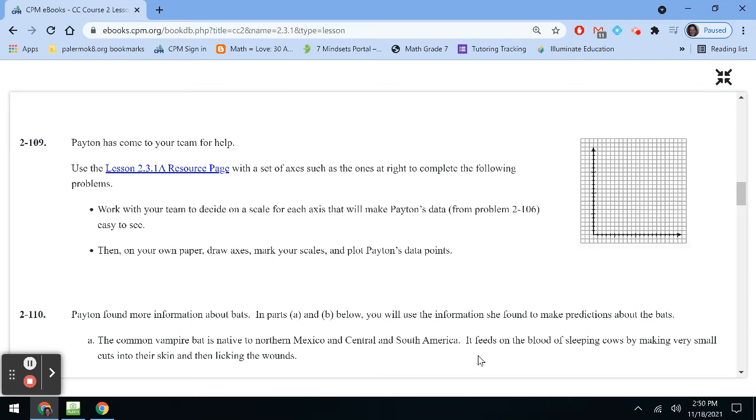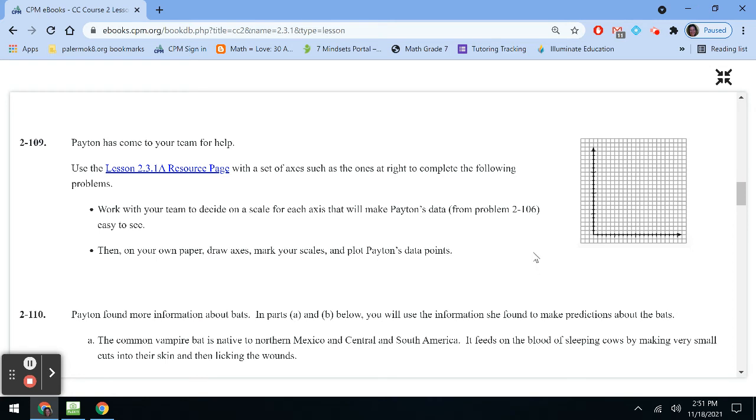So now we're going to go ahead and work on problem 2-109. It says, Peyton has come to your team for help. Use the lesson 2.3.1 alpha resource page with a set of axes, such as the one at right, so these guys over here, which you also have in your notebook, to complete the following problems.